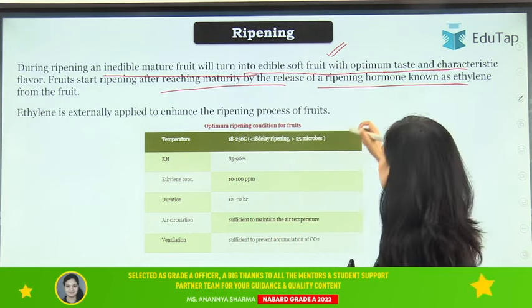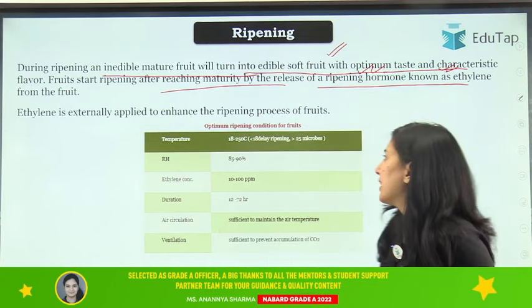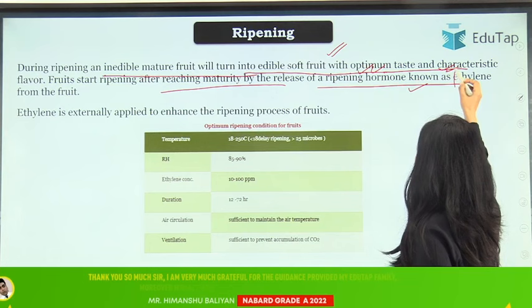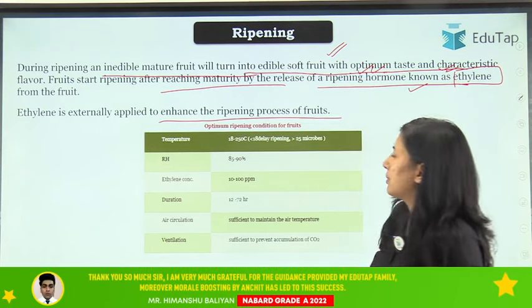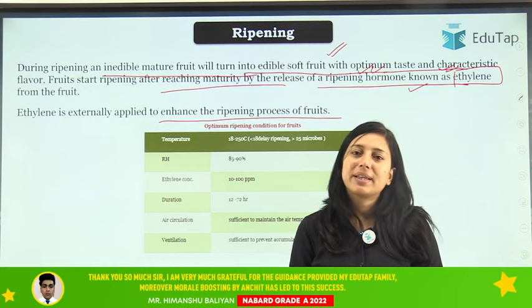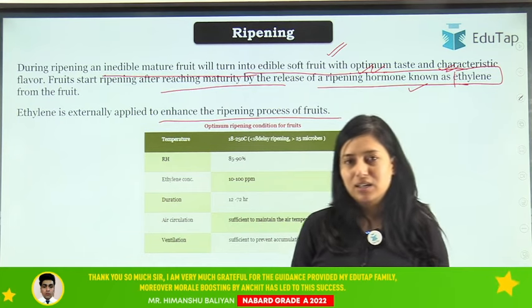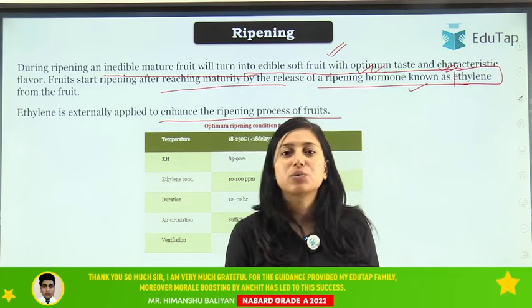So that is your optimum taste and characteristic flavor has appeared in the produce. So that is your ripening, and this ripening can be achieved by the hormone ethylene. Clear? So ethylene is externally applied to enhance the ripening process. Sometimes we have to enhance the ripening process. Sometimes there are many fruits where we need to enhance the ripening process. So what we are doing, we are using ethylene.